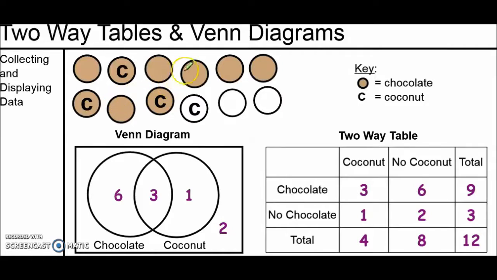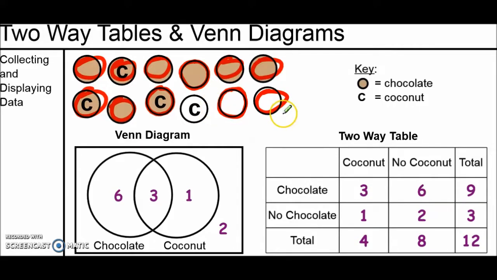Here's what that looks like visually. I could choose this one because it's chocolate. I could choose this one because it's not coconut. Or I could use this one because it's both chocolate and not coconut. In fact, I could choose any of these because they are all either chocolate or not coconut or both. So it turns out there are 11 out of 12 of these candies that are chocolate or not coconut.